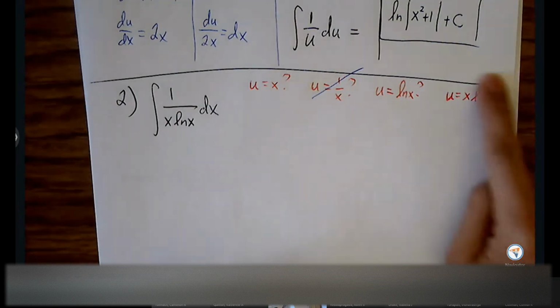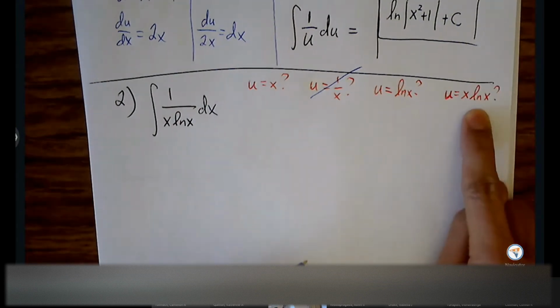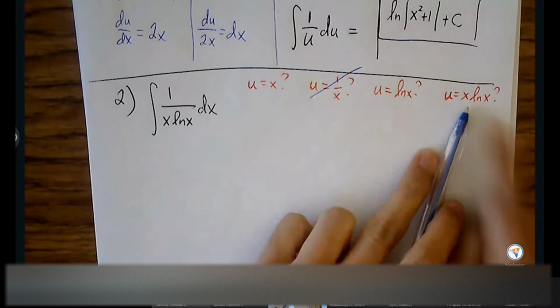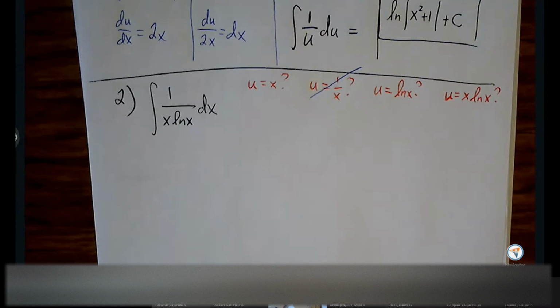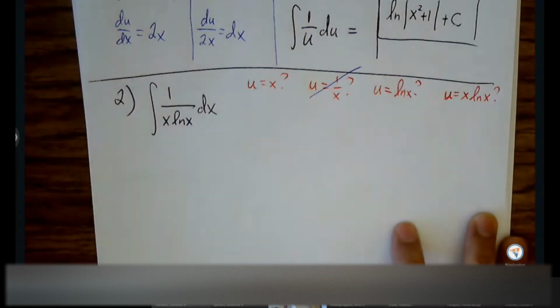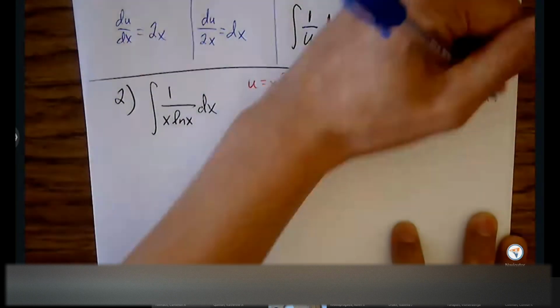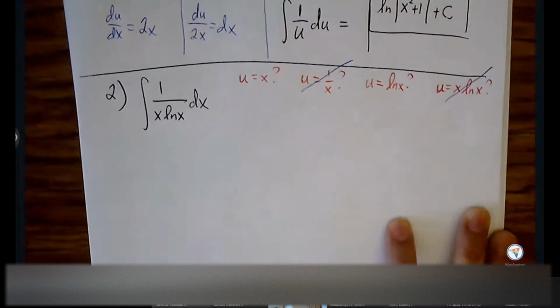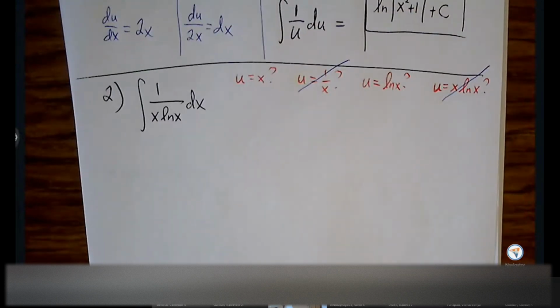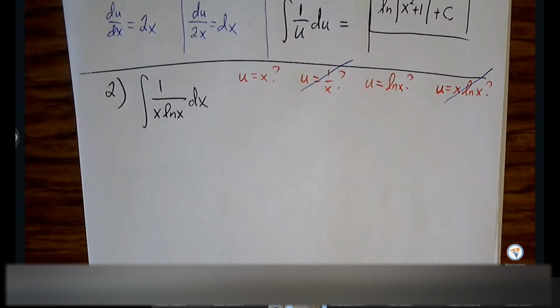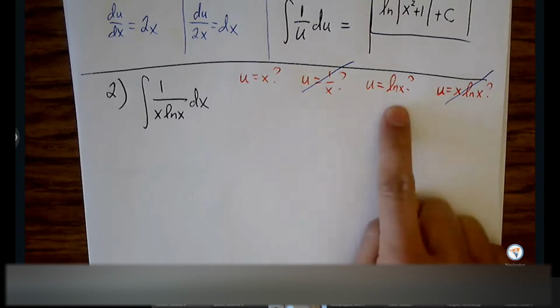So it's a good guess because we're doing the things that I've been stressing, which is looking for a significant portion of the problem, but it's a little too much, okay? It's a little too much, and that leaves us with what? Natural log of x. Yeah, let's try natural log of x.